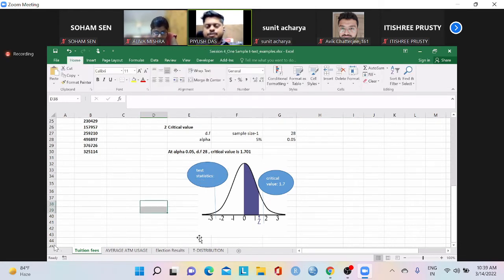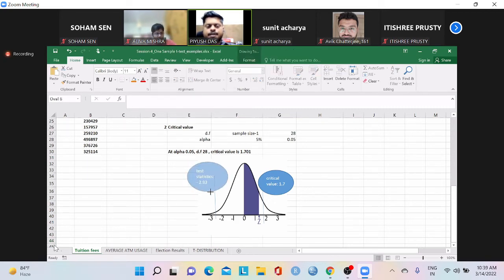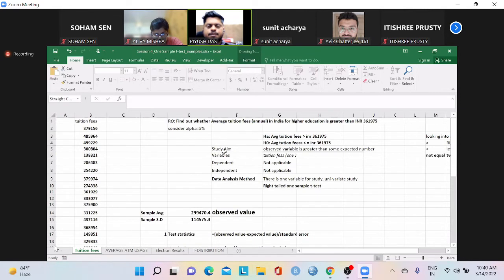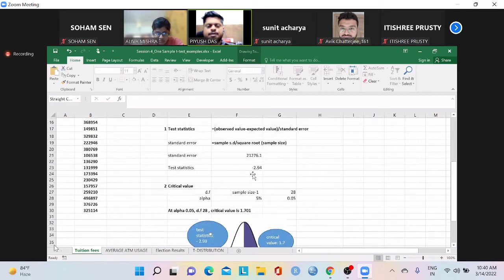Okay. So if you just want to see visually, this is my sampling distribution for the data sample I have collected. If I convert that test statistic to a standardized value, it is lying here at minus 2.93. It is very close to minus 3, right? But if my null hypothesis was true, when I'm saying that the average tuition fees in India for higher education is greater than 361,975, right?